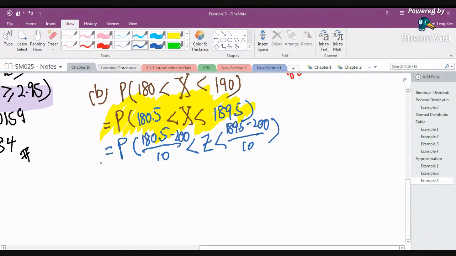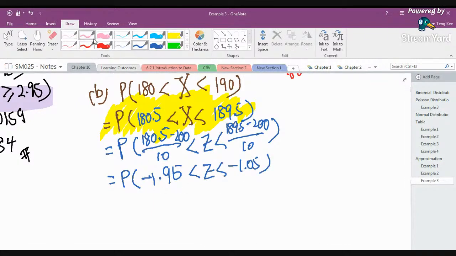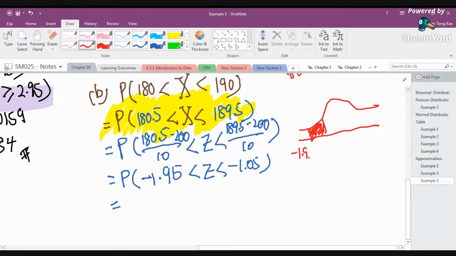Then as a result, I have my probabilities: negative 1.95 less than z less than negative 1.05. And again, you can check from the bell-shaped diagram to see the regions. You will find that the region is the part I shaded in red, where I have negative 1.95 to negative 1.05.